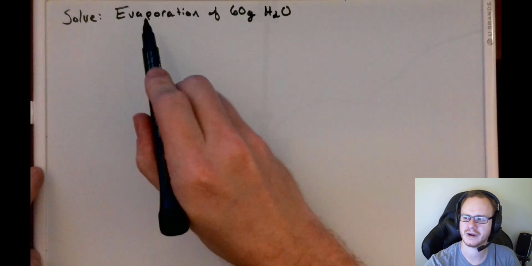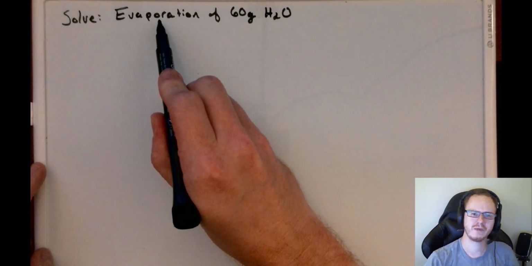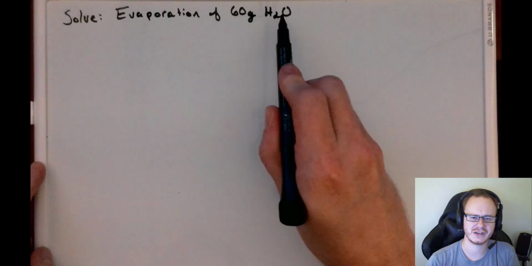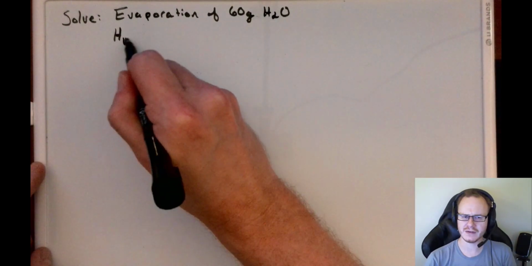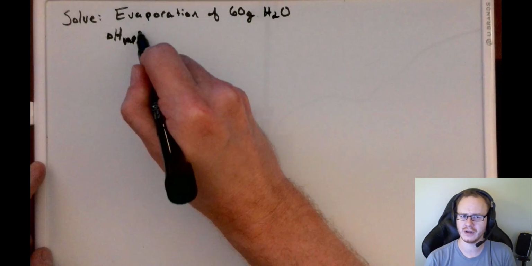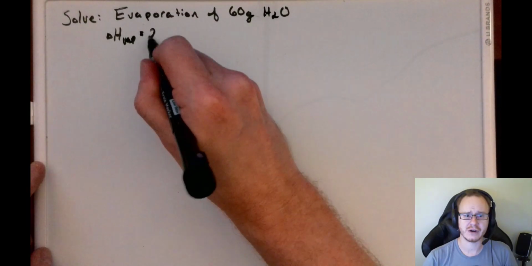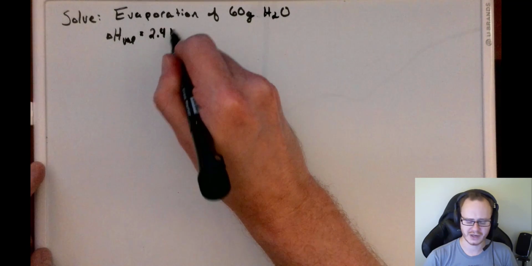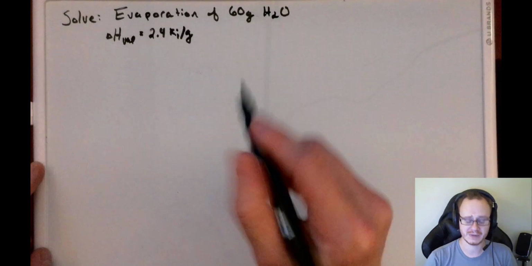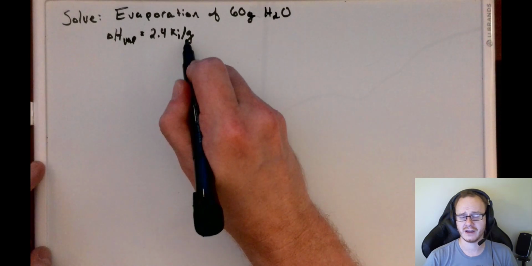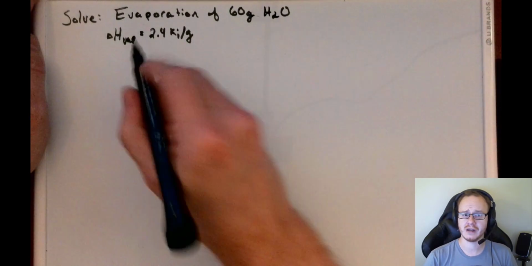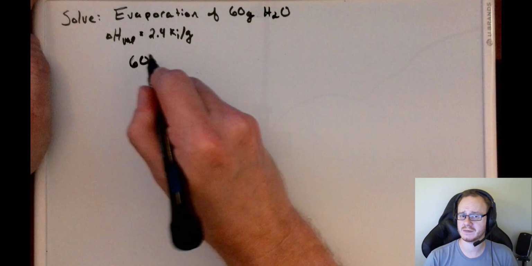In problem number 43, we're going to solve by calculating the amount of energy necessary for evaporating the 60 grams of water that was given to us. This is the water that's going to ultimately cool the interior water. So we need to know the heat of vaporization. It was given to us, and it happens to be 2.4 kilojoules per gram. From here, I can calculate how much energy will be lost when we evaporate this much water.